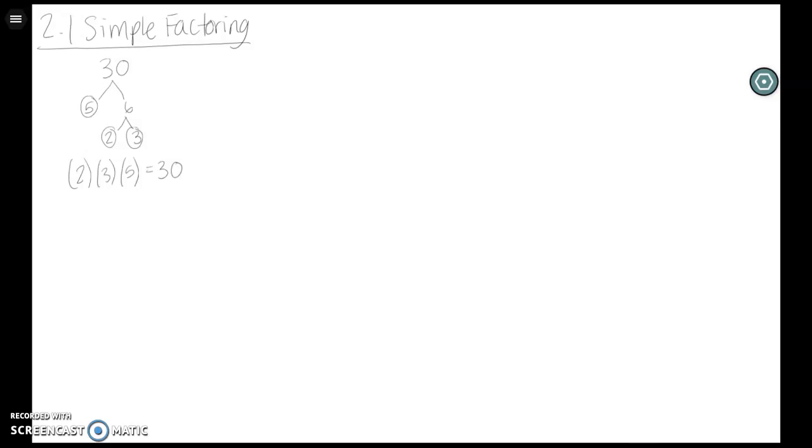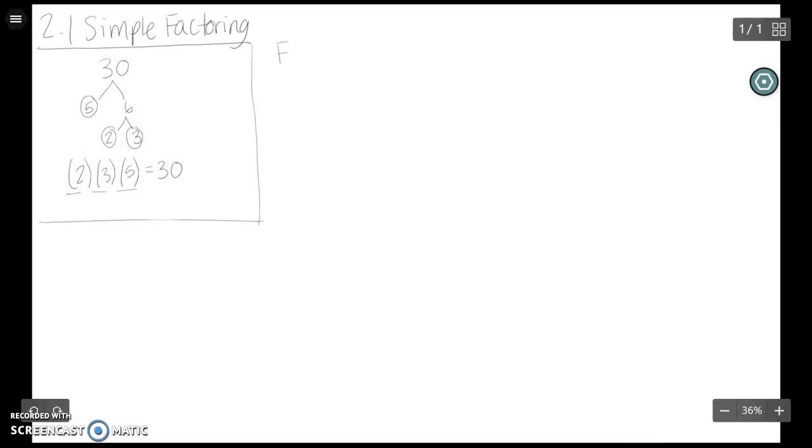So when we talk about factoring polynomials, we're going to be doing a similar thing. We're going to be taking a big, long polynomial and breaking it down into little smaller polynomials, like this 2, 3, and 5, that would multiply to give us the big polynomial we started with. So let's take a look at one way that this is possible.